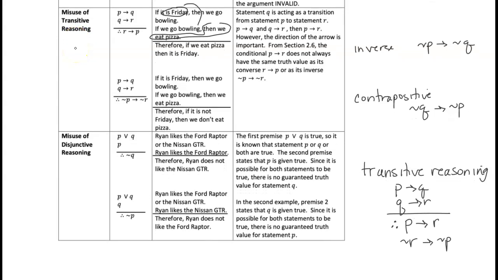If the appropriate transitive reasoning would have the statement if P then R, an equivalent would be the contrapositive, negation R implies negation P. So switching the order to be negation P implies negation R would not have the same truth value. And that again would be a misuse of transitive reasoning, using transitive reasoning incorrectly.